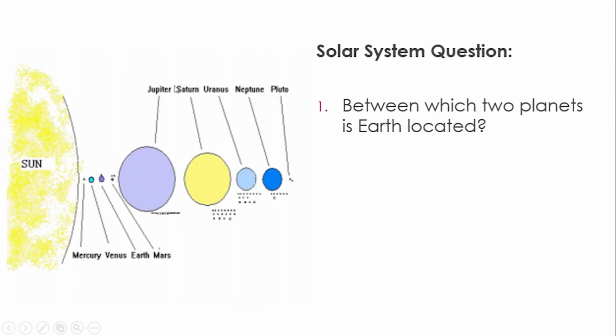Solar system question. Between which two planets is Earth located? So we're going to take a look at our solar system illustration, and we're going to find Earth. And Earth is between which two planets? I see here that Earth is between Venus and Mars. So the answer must be Venus and Mars.